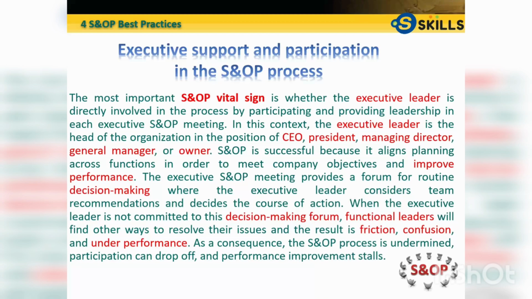When the executive leader is not committed to this decision-making forum, functional leaders will find other ways to resolve their issues, and the result is friction, confusion, and underperformance. As a consequence, the S&OP process is undermined, participation can drop off, and performance improvement stalls.